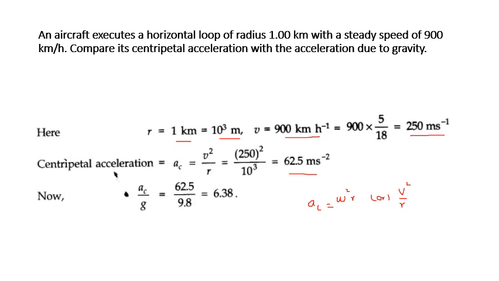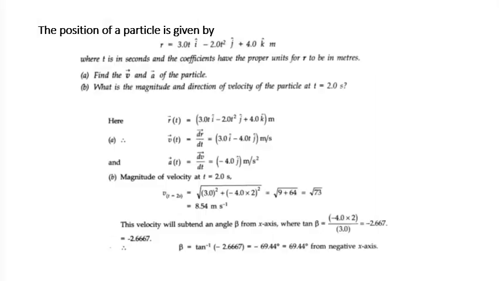Now we need to compare. So that is your question. Compare its centripetal acceleration with the acceleration due to gravity, that is g. So AC divided by g is equal to 62.5 divided by 9.8. So 6.38 is the ratio between your centripetal acceleration and acceleration due to gravity.